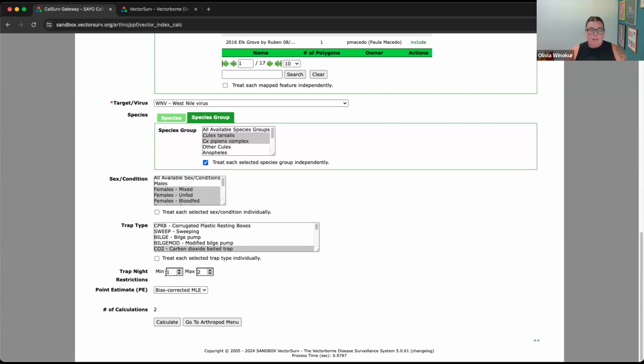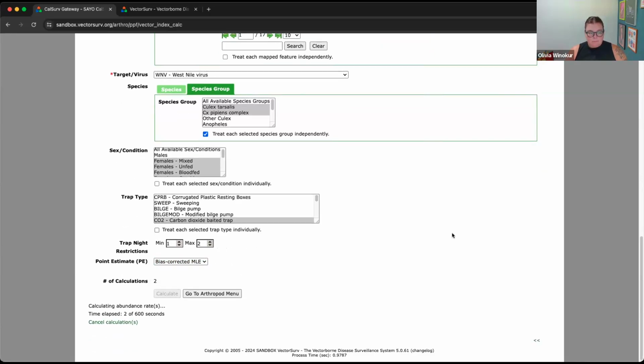The default is minimum the trap ran for 1 night, maximum it ran for 2 nights. I usually leave it at that. Again, same point estimates as the infection rate, because this calculator is using that infection rate and multiplying it by abundance. So we are going to calculate.